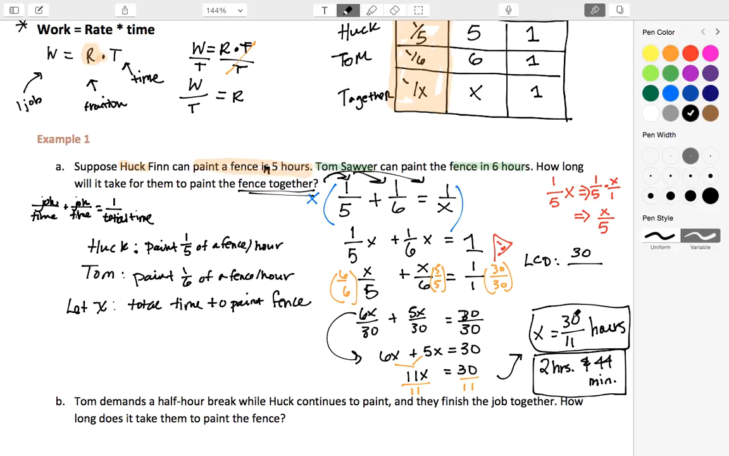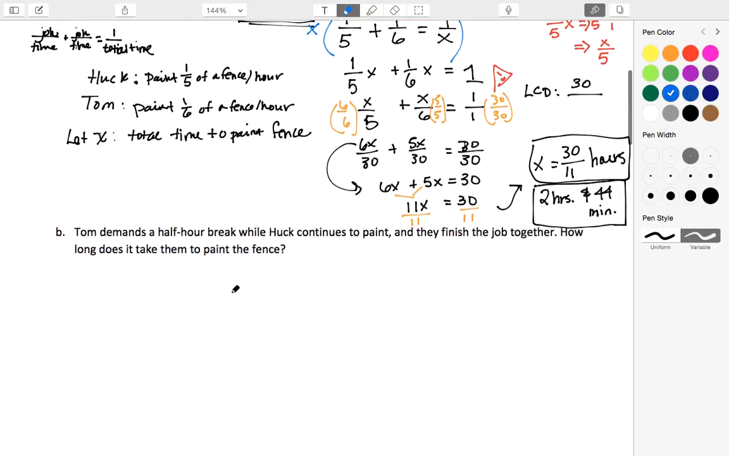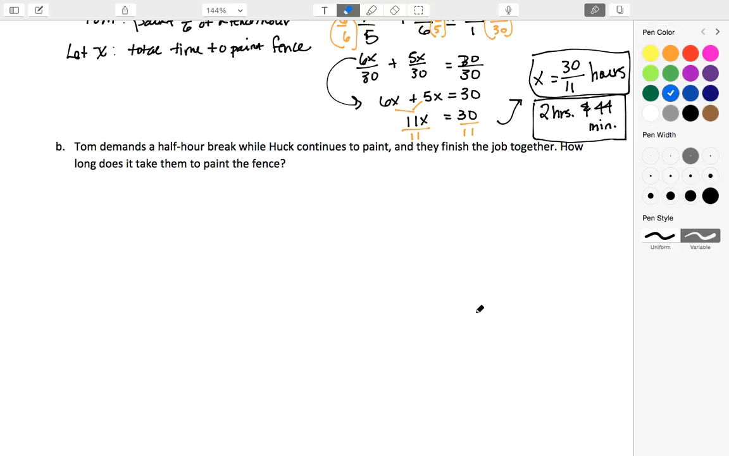Okay, cool. So that's just, I wanted us to practice this piece in changing our equation without having x in the denominator, okay? And the reason is it's going to make a lot more sense when we're working with problems that deal with breaks or a given break, okay? So, for instance, right below, it says Tom demands a half-hour break while Huck continues to paint. And they finish the job together. How long does it take them to paint the fence?